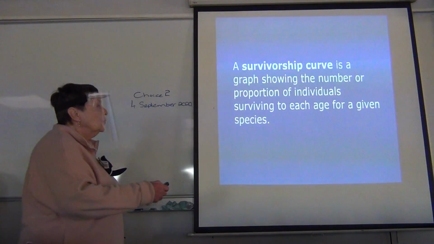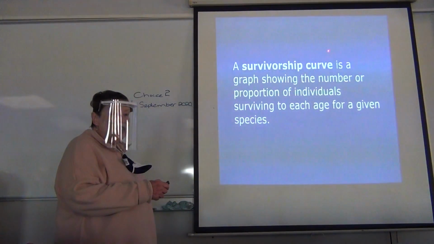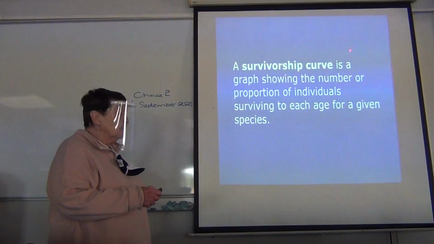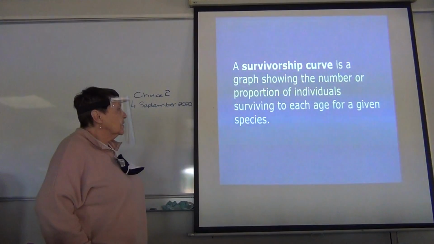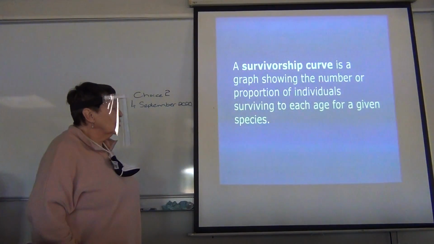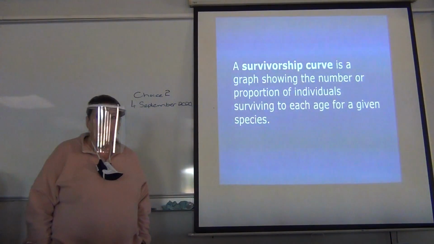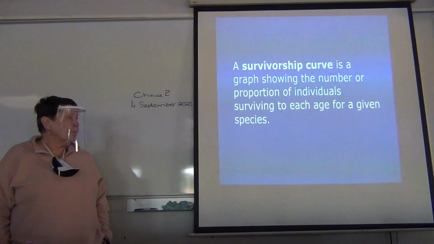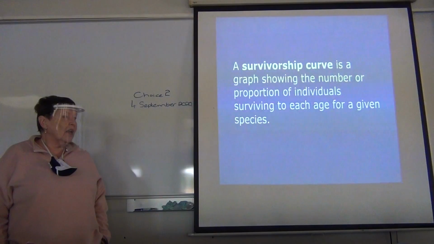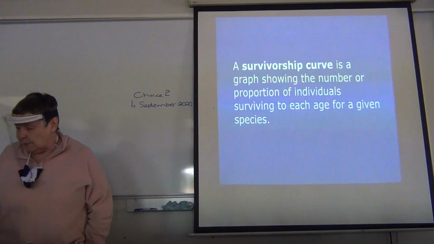Okay, so the next thing that we're going on to is what is called survivorship curves. And what a survivorship curve is, it's a graph that shows the number or the proportion of individuals surviving to each age for a given species.